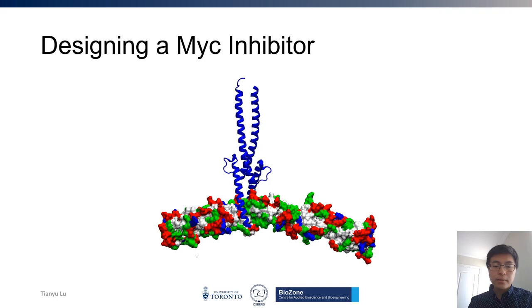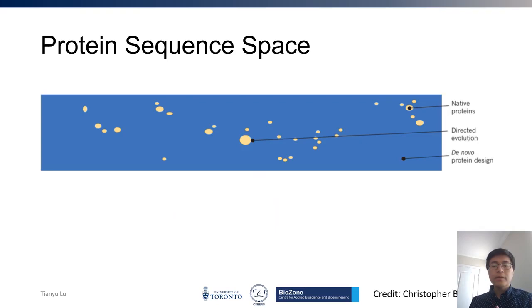Now, perhaps you can design a protein that mimics the shape of DNA and that can bind to MYC. This is, again, something that protein design can accomplish. Now, the issue with protein design is that protein sequence space is enormous. What I mean by sequence space is the number of possible proteins that you can make.